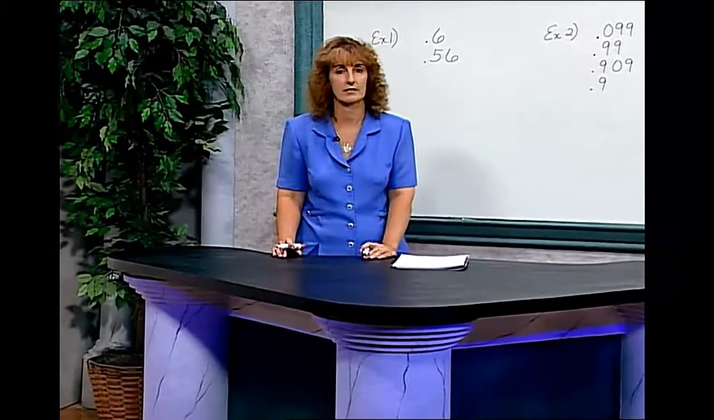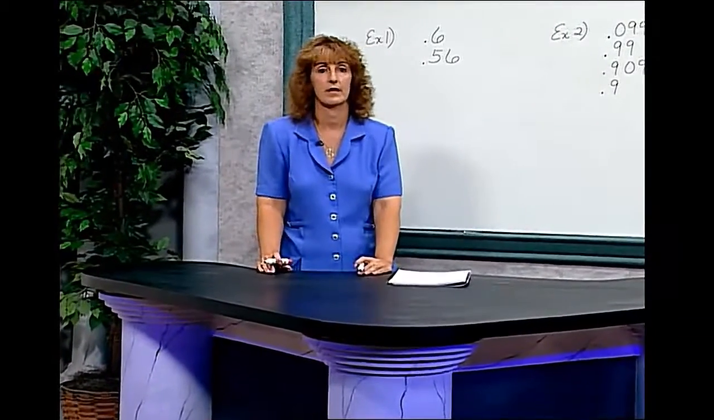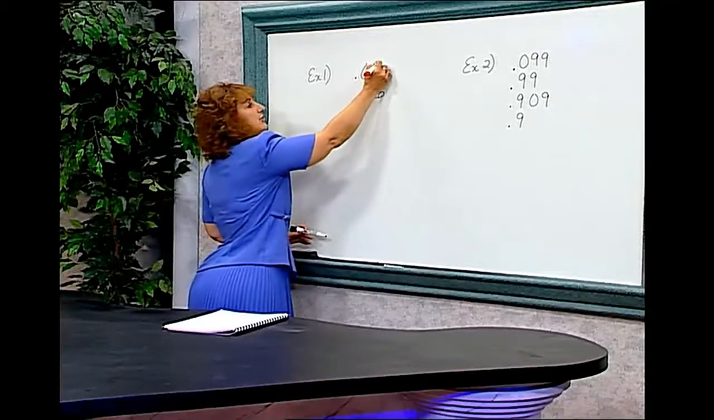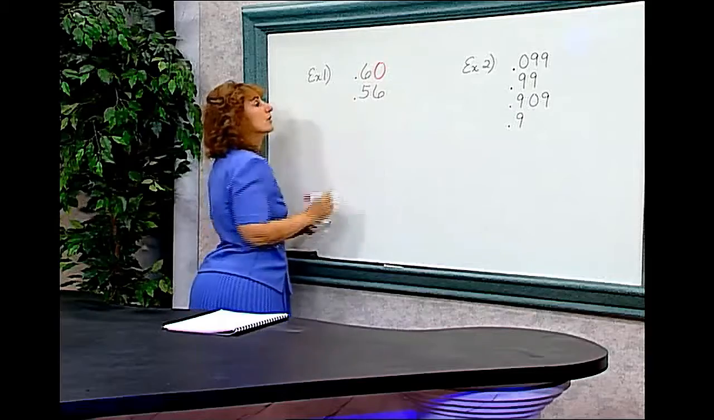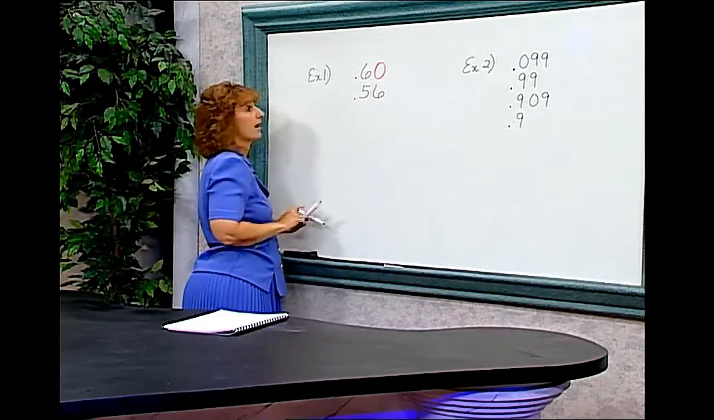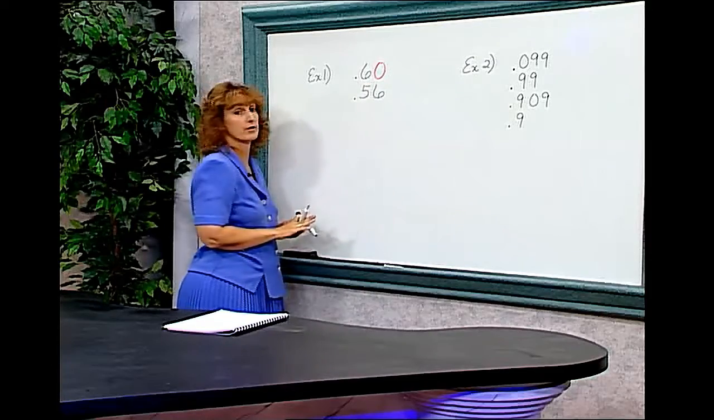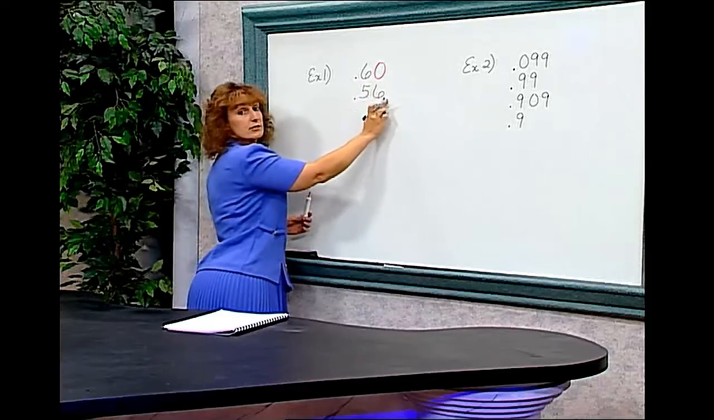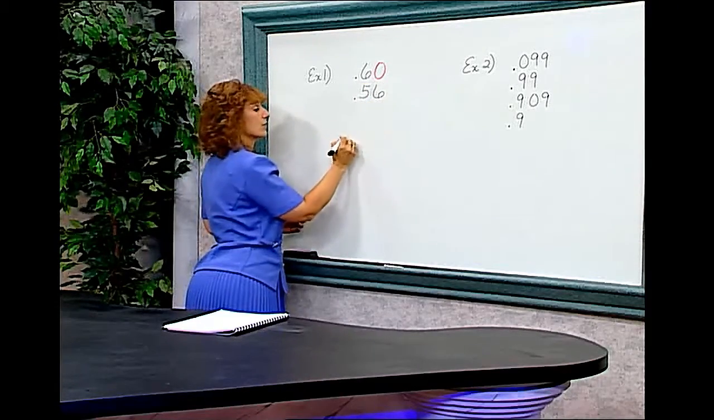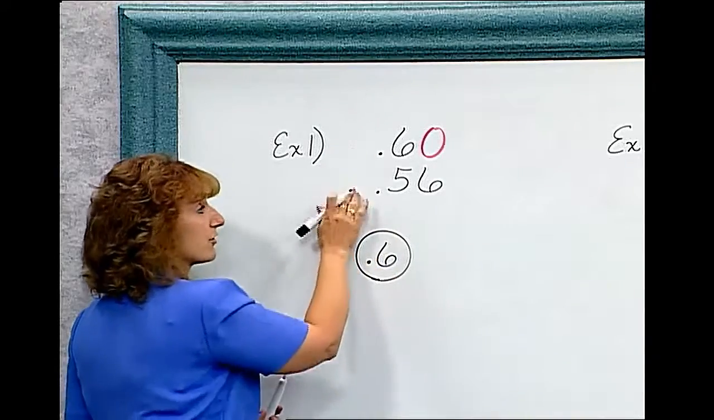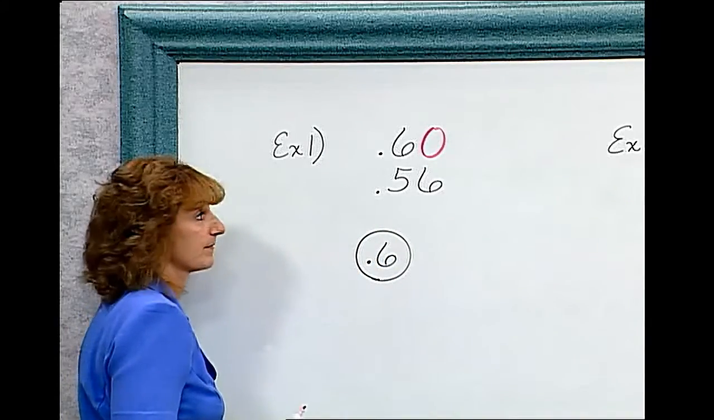For example, which is greater, 0.6 or 0.56? Remember, adding zeros to a number after a decimal point does not change the value of the decimal. So if I want both of these to have the same number of places, I would add a 0 to the end of 0.6. Now it's easier to see that 60 is greater than 56. So 0.6 or 0.60 is the larger of these two decimals.